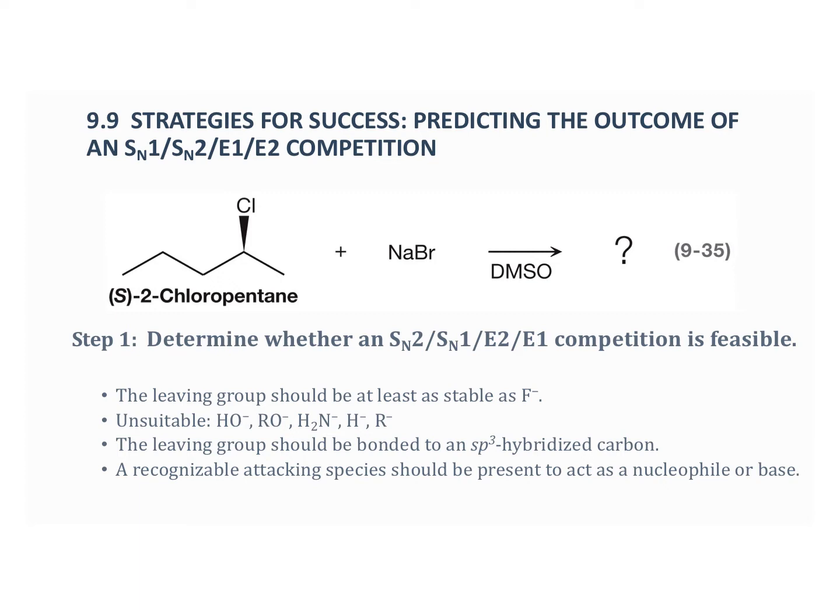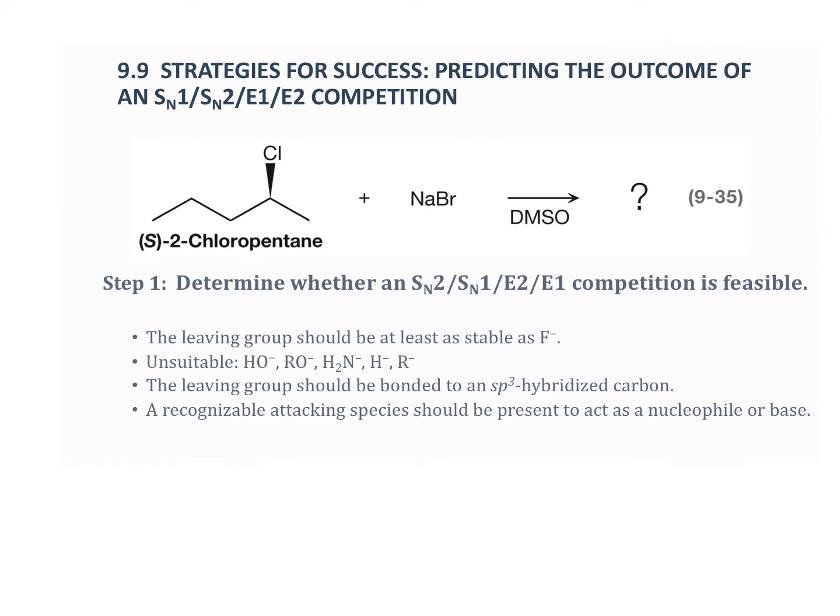Now, unfortunately, these factors don't pull in the same direction. So predicting the outcome of the competition between an SN2, SN1, E2, and E1 is not always going to be clear cut. And so we have 4 steps that offer a way to systematically evaluate each of the factors we've examined so far so that we can pretty reasonably predict the major products. So we are going to examine these 4 steps over the next few slides using equation 9.35 as you see here.